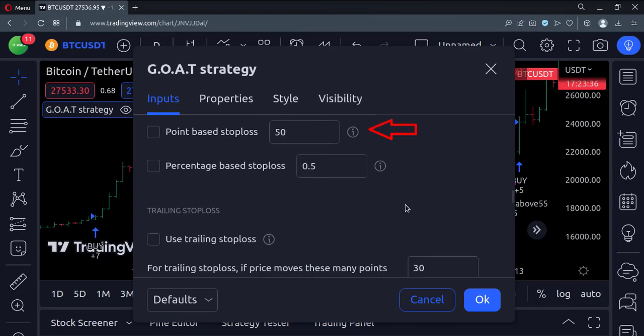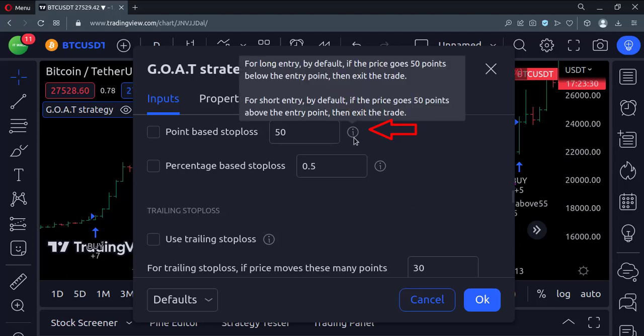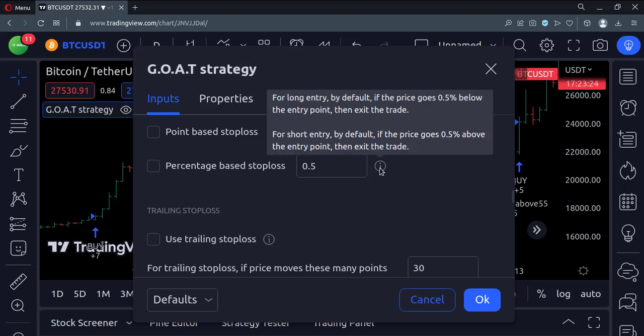Then we have a point-based stop loss. For a long entry, a stop loss would hit if the price goes 50 points below the entry level. And for a short entry, a stop loss would hit if the price goes 50 points above the entry level. Okay. Similarly, we have a percentage-based stop loss. For a long entry, a stop loss would hit if the price goes 0.5% below the entry level. And for a short entry, a stop loss would hit if the price goes 0.5% above the entry level.